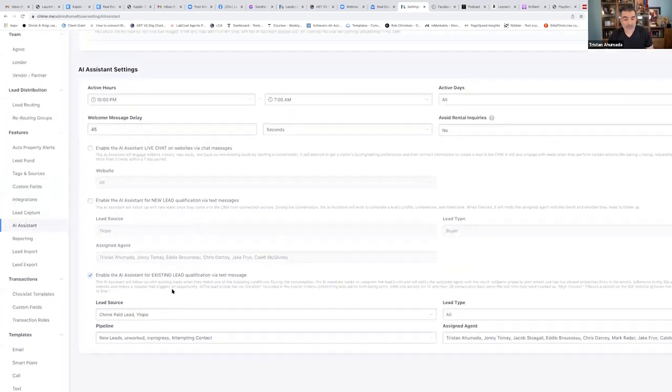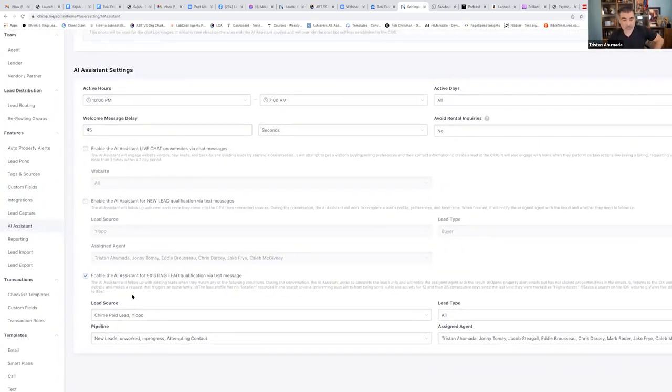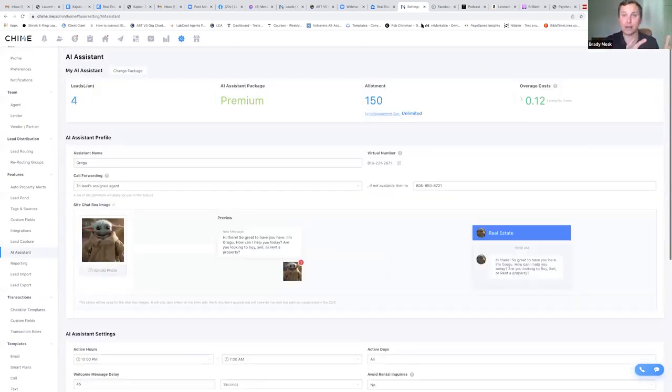So this is why I love this, man. I have it working for Chime and leads for existing lead qualification. That means if they're triggered in any way, they go right back and it's like a hand raiser for us. Yep. It's also really nice when we import new leads into Chime for the first time.